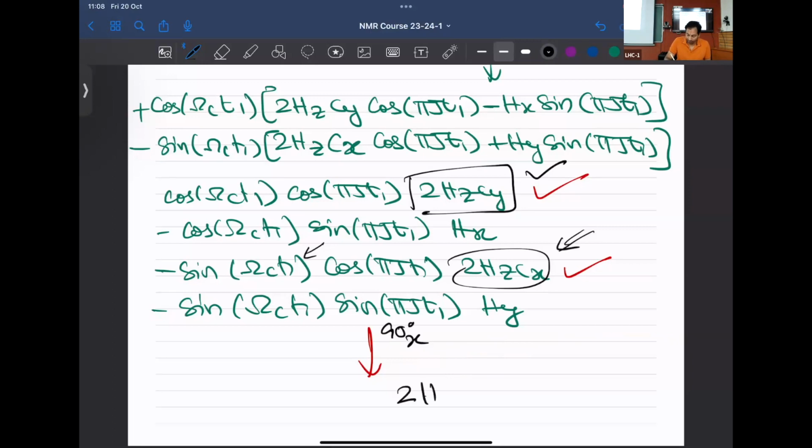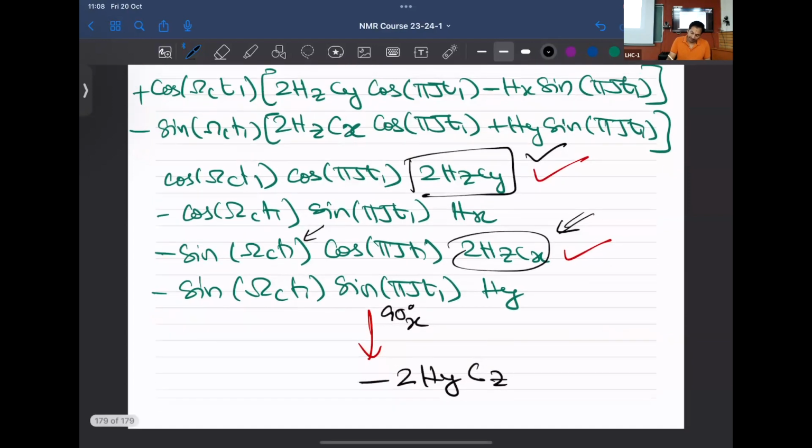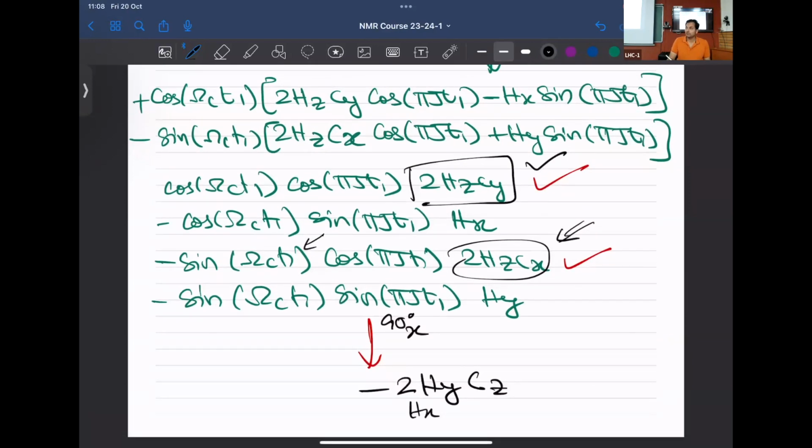So it will become 2HY with a negative sign. CY also, if you apply this pulse, it will become plus CZ, right? This is one term. HX will remain HX. And HZ CX will become HY CX. Correct? Multiple quantum term. HY will become HZ after the 90 pulse. Yes.